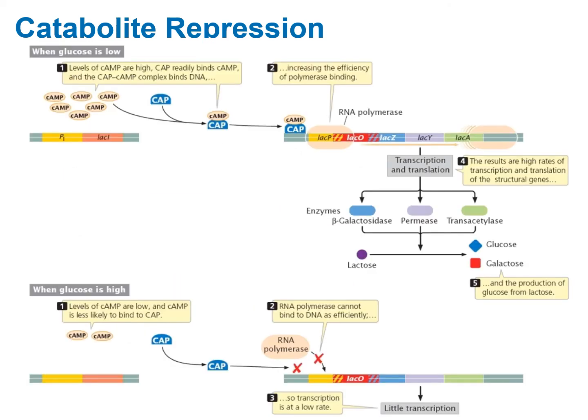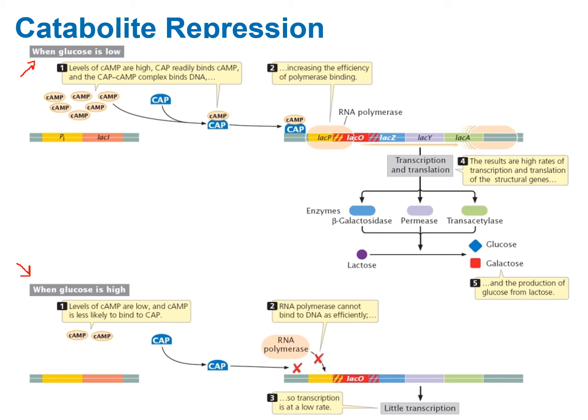Let's take a look. So in this figure, down here is when glucose is high, so there's lots of glucose in the environment, and up here is when glucose is low. There's not very much in the environment. Let's look at what happens when glucose is high first.